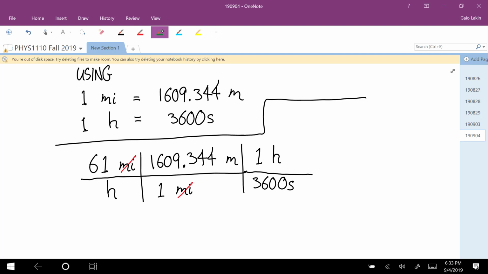And if you do the cancellations, you have an hour here that cancels with an hour there. And the only units that are left are meters on the top and seconds in the bottom. So that's what we want. And so now all we have to do is just multiply those numbers out, and you get 27.26 meters per second.